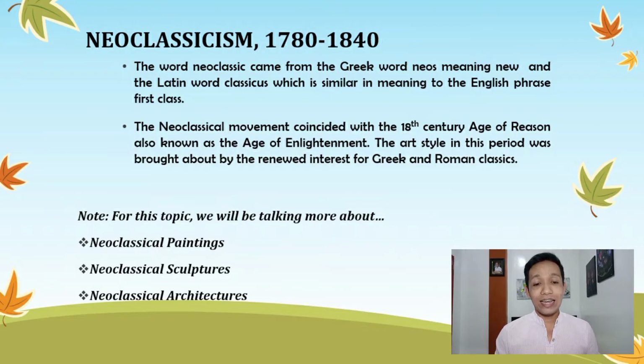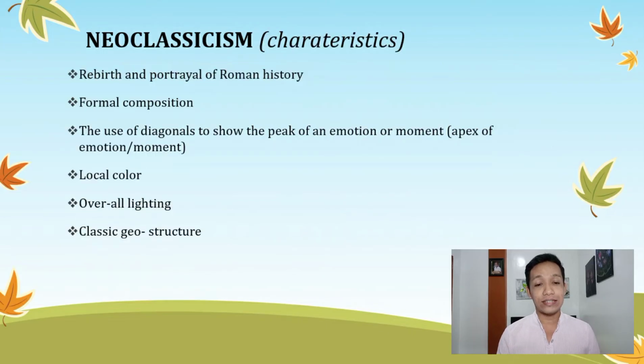Neoclassicism is also defined as a neoclassical movement which coincided with the 18th century Age of Reason, or also known as the Age of Enlightenment. The art style in this period was brought about by the renewed interest for Greek and Roman classics. For this particular part of the lesson, we will be discussing more about neoclassical paintings, neoclassical sculptures, and neoclassical architectures. Before finally diving to the artworks and artists during this movement, let us first emphasize the different characteristics.